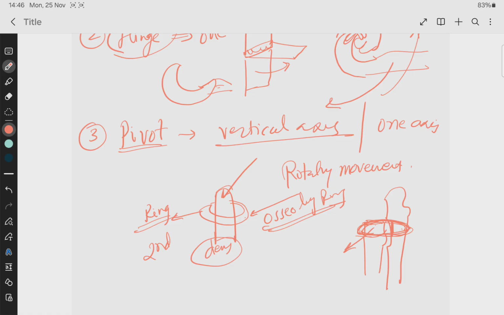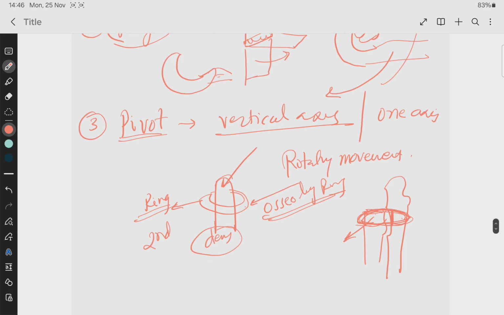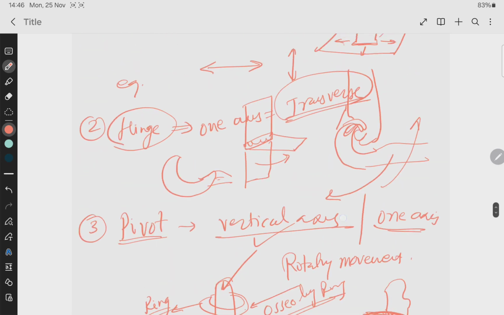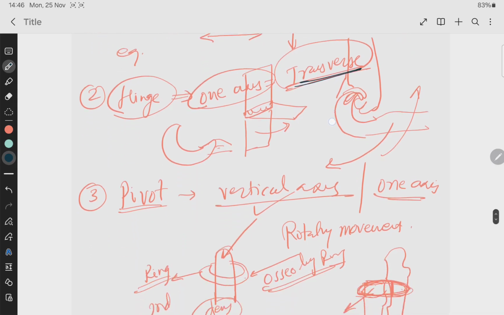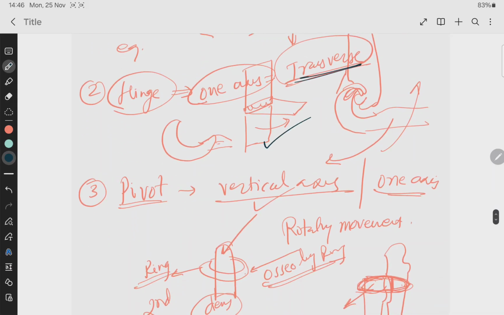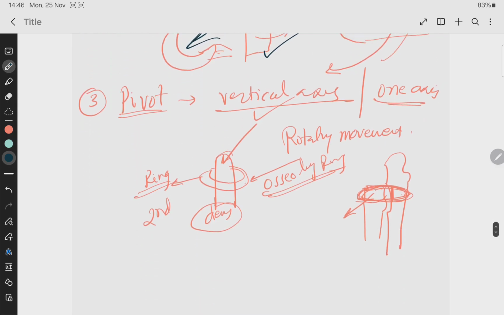So the pivot type of joints are the median atlantoaxial and the superior radioulnar joint. This is the pivot. Movement occurs at one vertical axis, and in the hinge variety movement occurs at one axis, but the transverse axis. Pulleys are like the hinges of doors. One is pulley shaped, and in the other, one bone is like a ring and the other has a process.